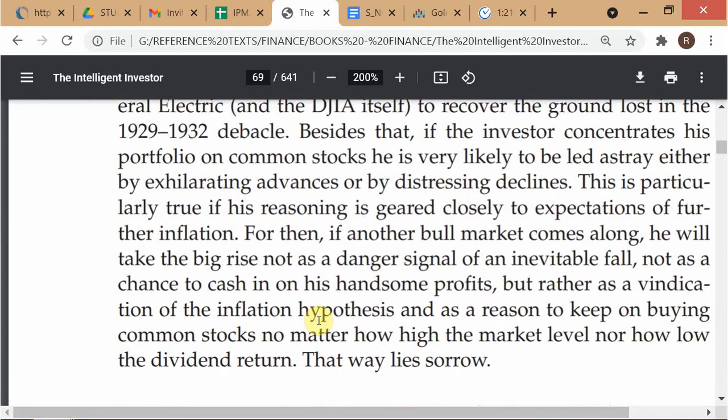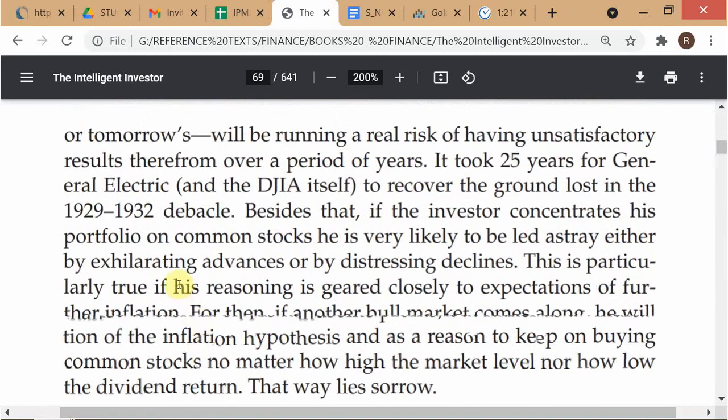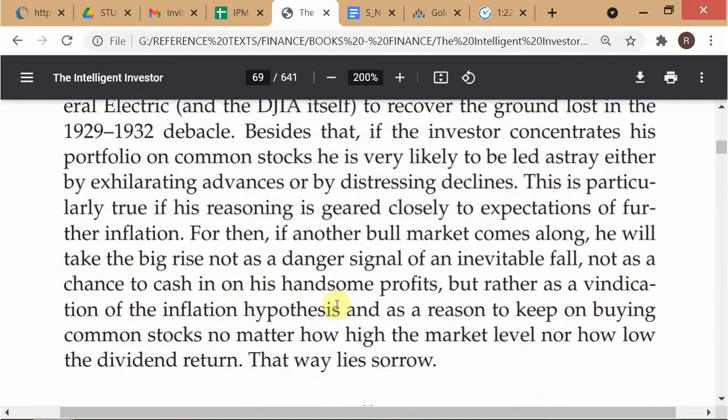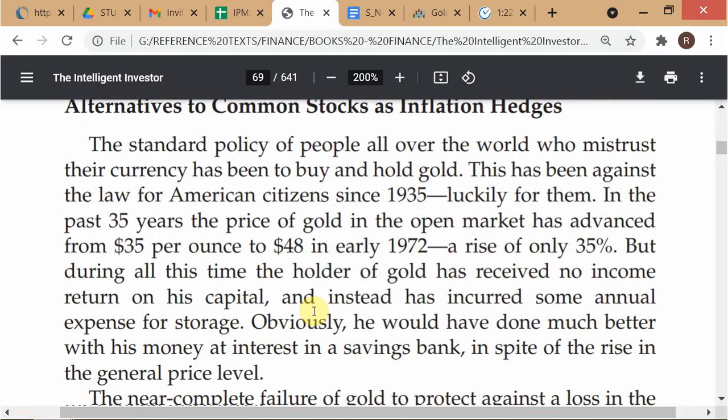So yeah, now let's look at what we want to talk about here. How much time it takes to recover, going up to new highs, to recover the ground lost. So he's talking about why you should not suffer from this illusion that stocks are a hedge against inflation. Now he's talking about another topic, which is alternatives to common stocks as inflation hedges. And of course, he's talking about gold, which is a very popular inflation hedge. Even today, gold is a very popular inflation hedge.